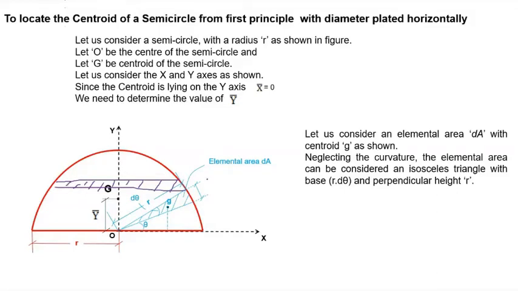Anybody? So y bar will be equal to, we need to only determine y bar here, x bar will be equal to 0. So if you wanted to find out y bar, it is equal to integration of y dA divided by A. So the y value will be there. Some y value can be there from here to here.